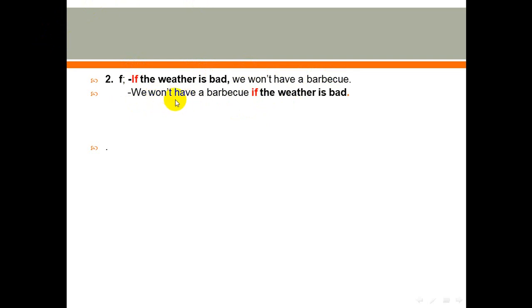This is the main clause: will plus infinitive. We won't have a barbecue if the weather is bad. Okay? We just did a switch and we removed the comma. When if comes in the middle there is no comma; if it comes at the beginning there is a comma.